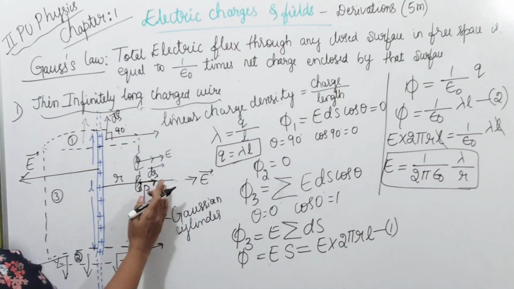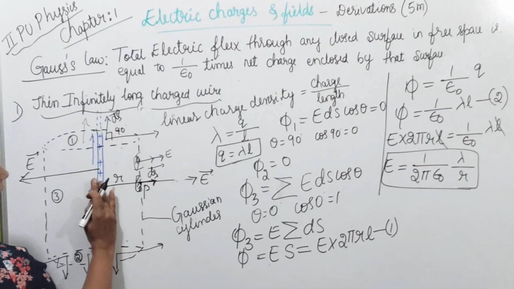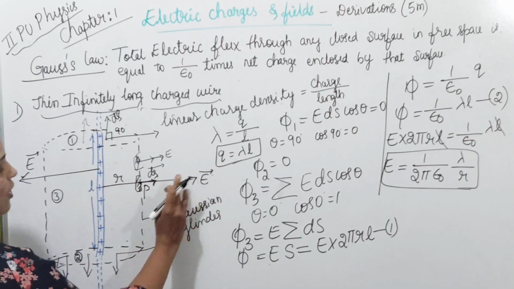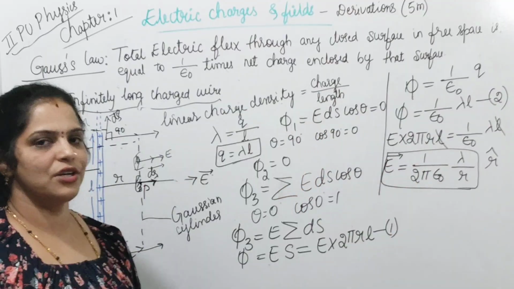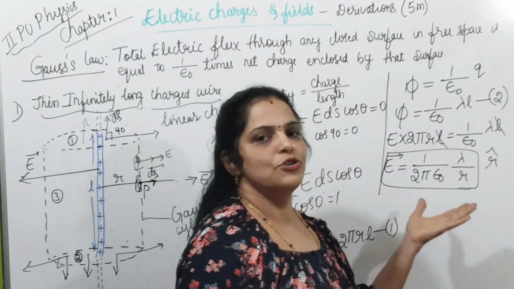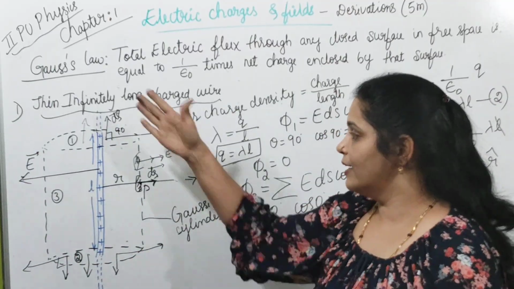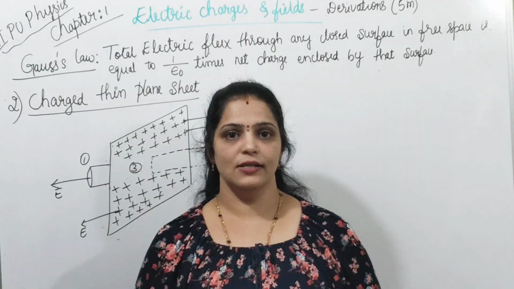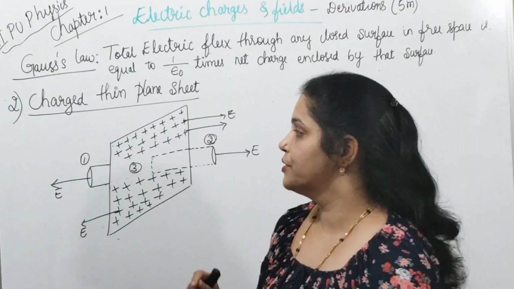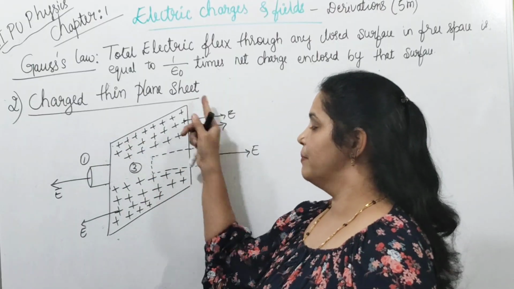This is the expression for electric field. What is the direction of the electric field? The electric field acts radially outward, so let me write it as r cap in vector. This is the expression for the electric field due to an infinitely long charged thin wire. Next application is the electric field due to a charged thin plane sheet.